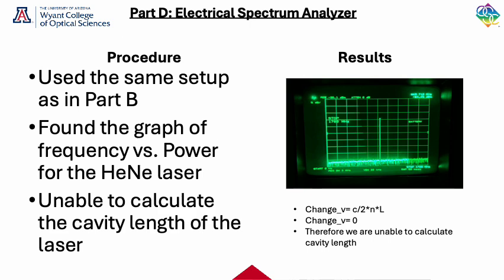Moreover, when conducting this procedure, we found the graph of the frequency versus power for the red HeNe laser just had one wavelength peak, which made it impossible to calculate the cavity length of the laser. Consequently, we can attribute this error to the beam splitter within our optical system, which could have attenuated the secondary peak enough such that it was confused with noise.